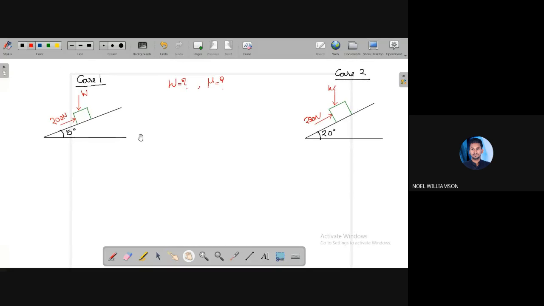Where is the rubbing surface? This is the rubbing surface. This is the rubbing surface. So in those rubbing surfaces, or where there is a relative movement, there will be some friction.